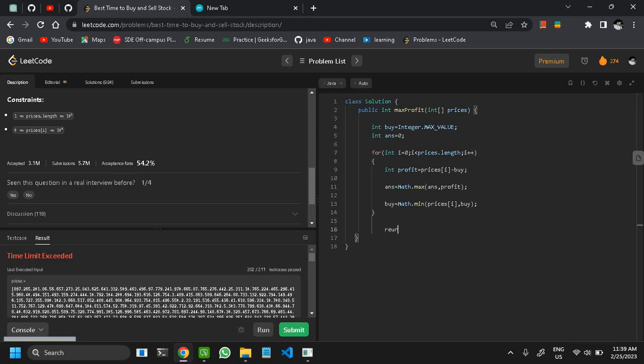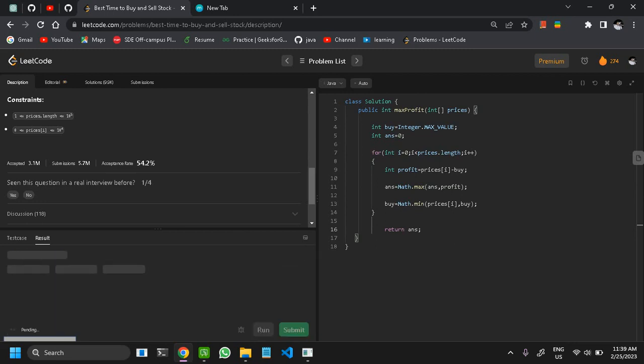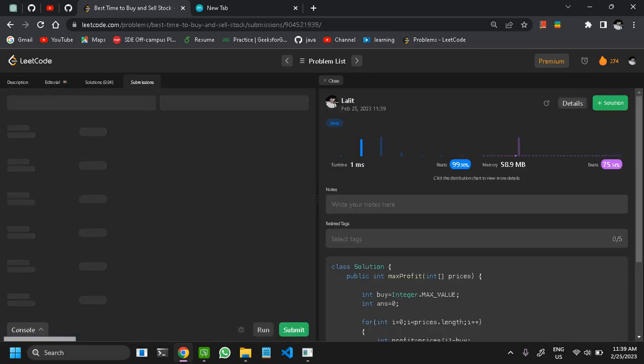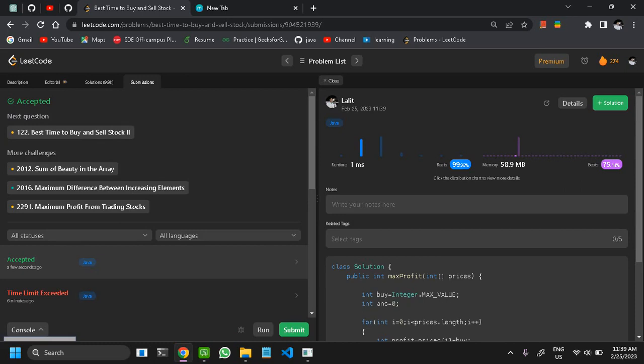And let me just now return the answer. So this is what we are going to do in this approach. Let's see. Okay, it's working for the example test case, and let me just submit it. Okay, so as you can see, it's working and it's 99% faster.